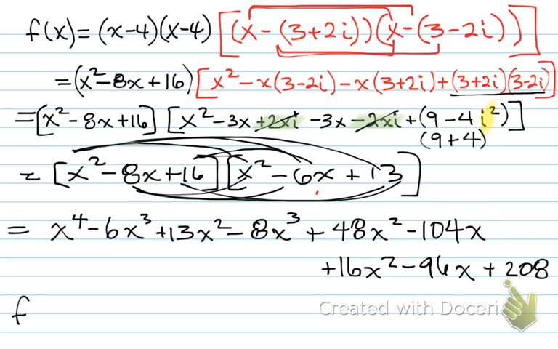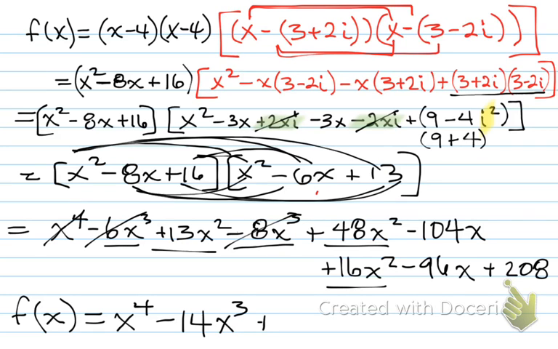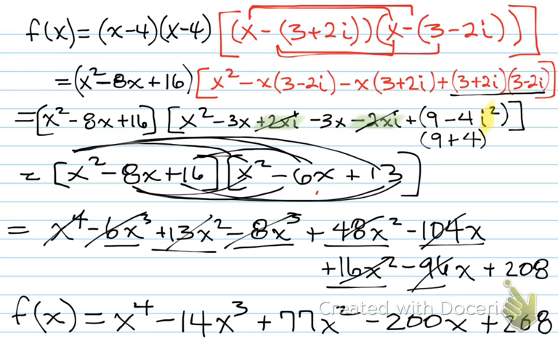Now we just need to go through and combine like terms and wrap this up. So you want to look for all of your x cubed terms, then all of your x squared terms, any x terms, and then your constant shows up at the end.